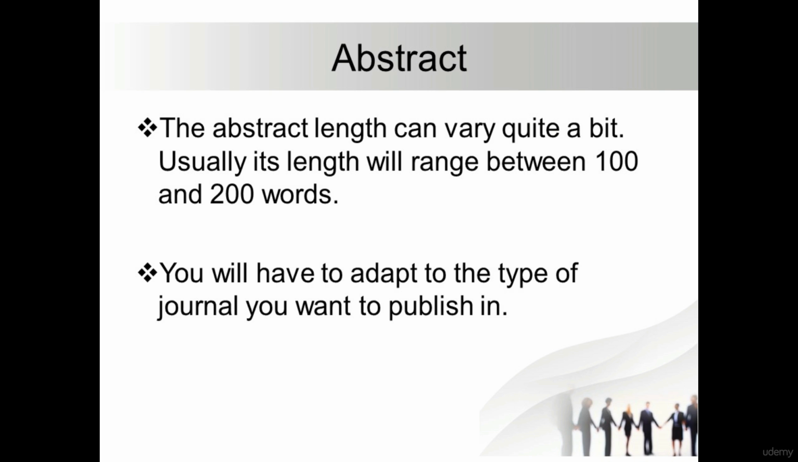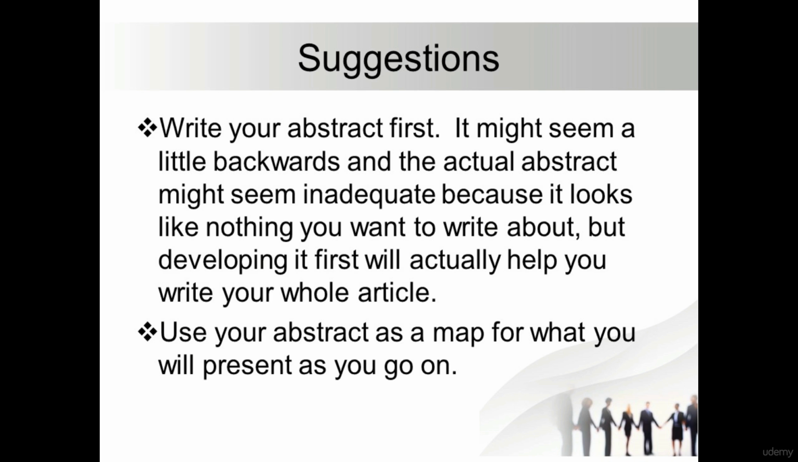By this point, we've made it pretty clear that we consider the abstract a key component of your article. It's a preface. It sums up everything you're getting ready to write about. With that in mind, we suggest that you actually write your abstract first. It might seem a little backwards, and the actual abstract might seem inadequate because it looks like nothing you want to write about. But developing it first will actually help you write your whole article. The idea is that you'll use your abstract as a map for what you'll present as you go on. Basically, you're going to use your abstract as a construction map in order to build your article.